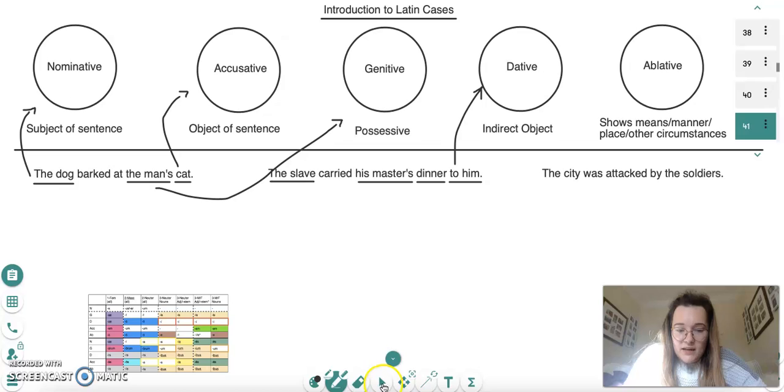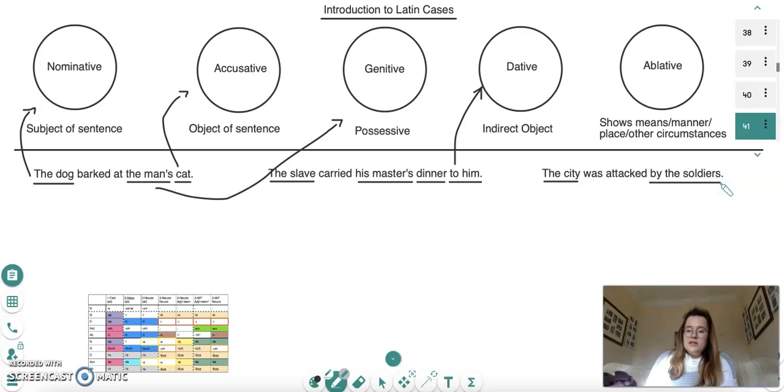So again, with this final sentence, the city, we know that that is the main subject of the verb. And then we come to the "by the soldiers." So "by the soldiers" would be the ablative case, and that's because it's showing the manner in which the city was attacked, or who attacked it.